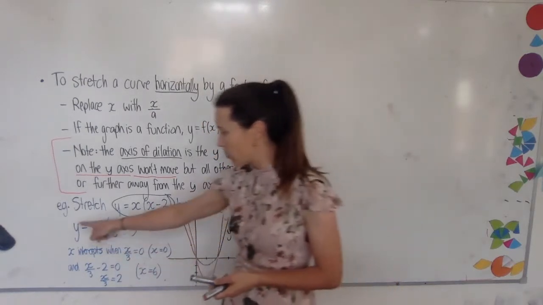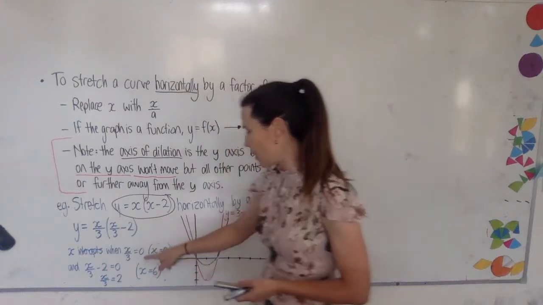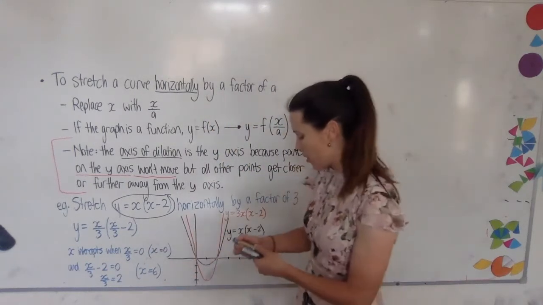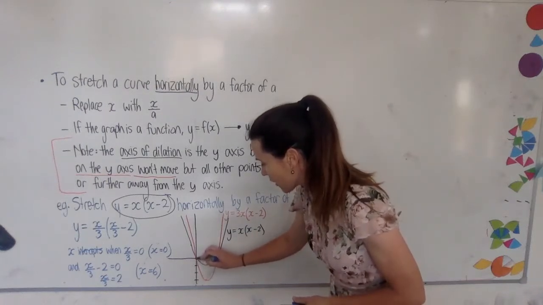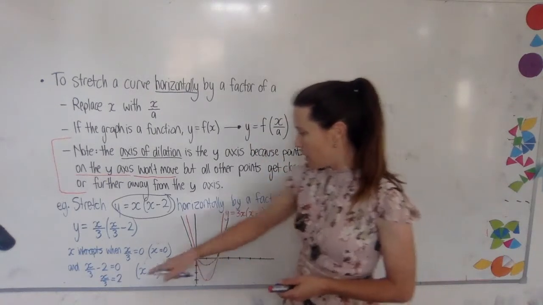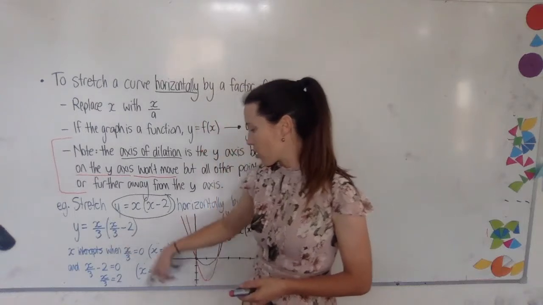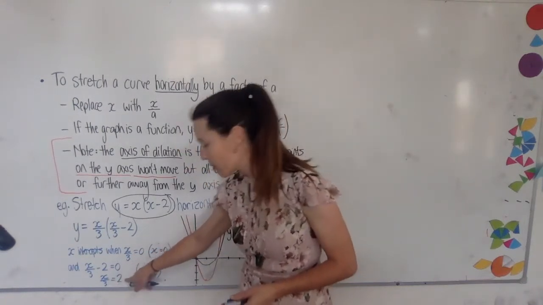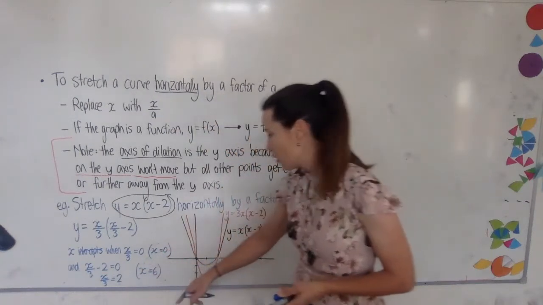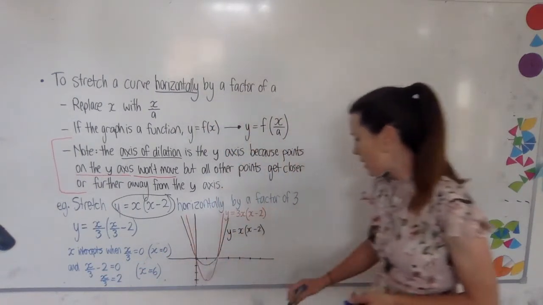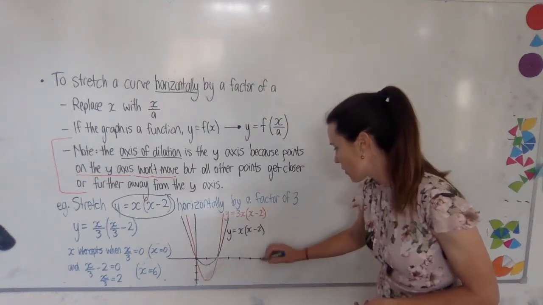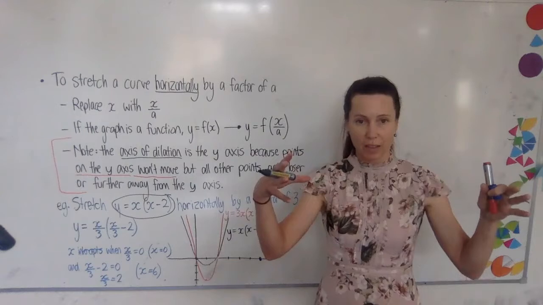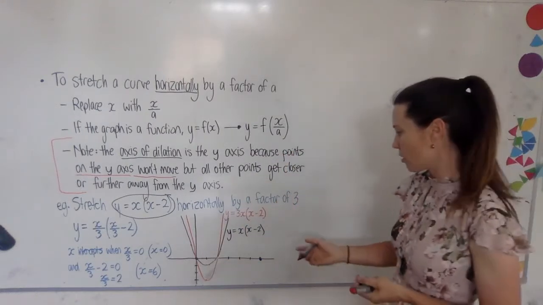If I let y equal 0, then either x over 3 will be 0, in which case x is 0. So it goes through the origin here, just like the other two graphs did. Or x over 3 minus 2 would equal 0. And solving this little equation, I can see that x over 3 would be 2, which means that x would have to be 6. So coming along here, 2, 3, 4, 5, 6, it's going to go through this point here. So it's now got fatter, which makes sense, we've stretched it horizontally.